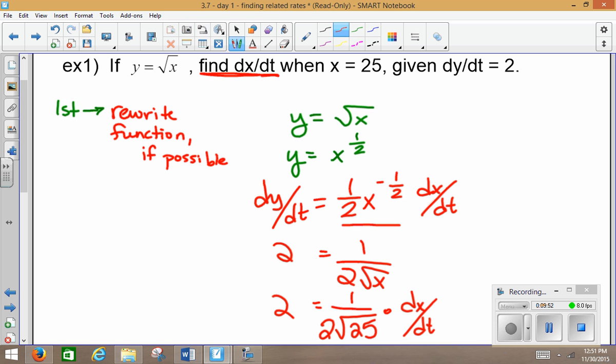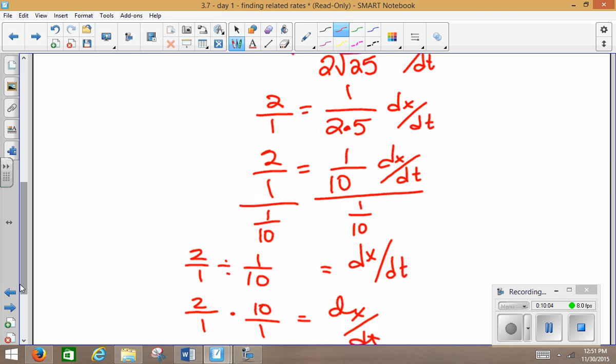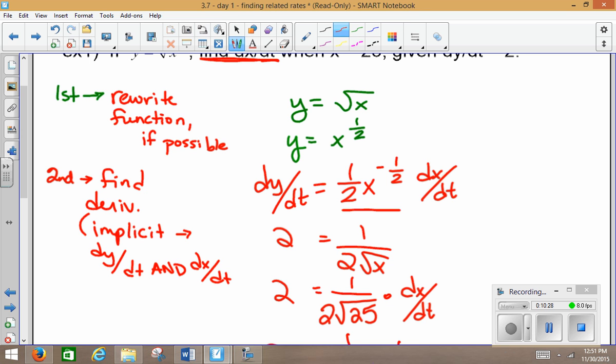Did you go back and multiply the 1/2 to the negative 1/2? Yes. So no, it's part of the problem, 2 over 1 divided by 1/10. Oh, never mind, I got it. Okay. I see. What's the second step? Find the derivative. How? What method? Implicit. We got dy dt and dx dt, didn't we? Right? Can't forget about the dx dt, especially when that's what we're kind of having to use.